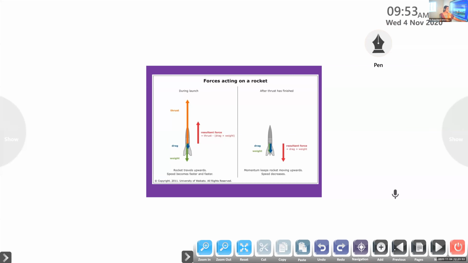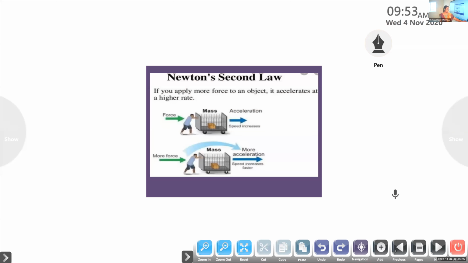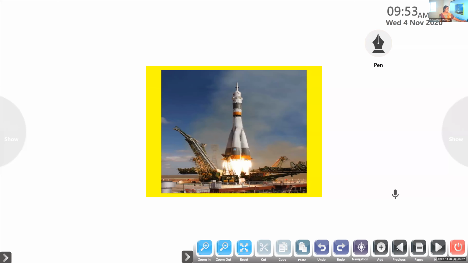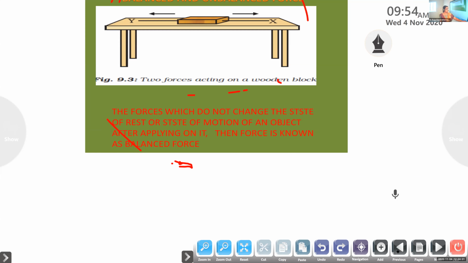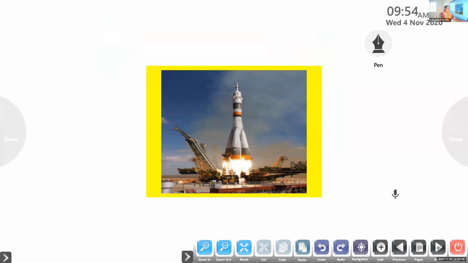So we have completed the first law, because you don't have much detailed study, as that has been deleted for you. Only learn the statement, what is inertia and types of inertia. That's enough for you for Newton's first law of motion.